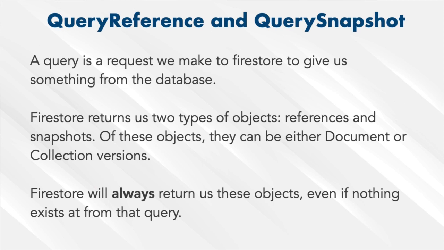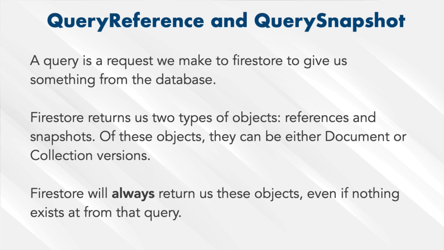So what are query reference objects and snapshot objects? Well, we can only get these two types of objects whenever we make a query to Firestore. And a query is a request we make to give us something from the database. So whenever we ask the Firestore library for something from the database, what we will get back from Firestore is one of these two objects.